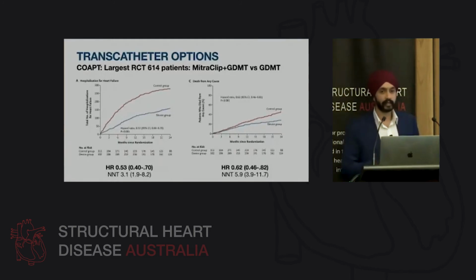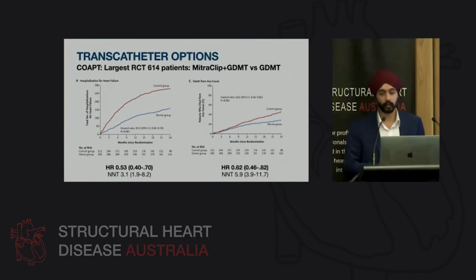So I mentioned it earlier, the COAPT trial. The COAPT trial was the largest randomized controlled trial of transcatheter edge-to-edge repair with the MitraClip. 614 patients were randomized to MitraClip plus guideline-directed medical therapy or guideline-directed medical therapy alone. Remember, all of these patients were optimized prior to being enrolled in the trial, and we saw a significant improvement in hospitalization for heart failure going out to 24 months. The hazard ratio of hospitalization for heart failure was 0.53, with a number needed to treat of 3.1.